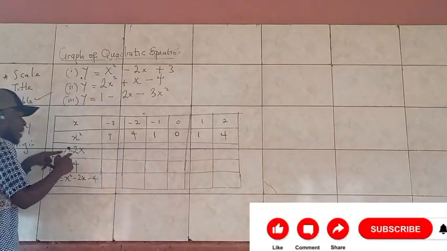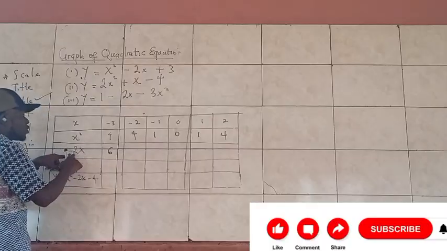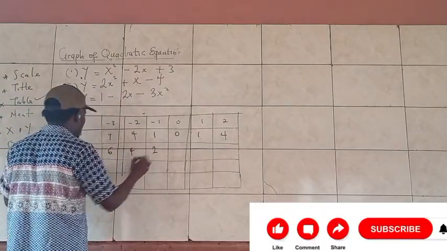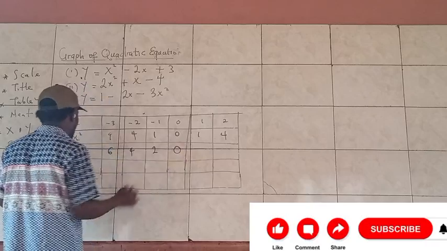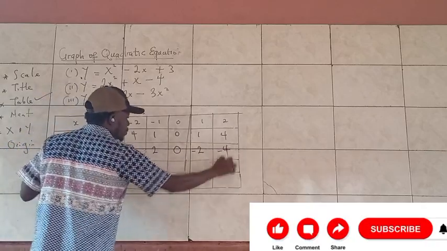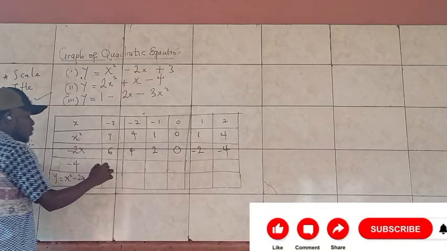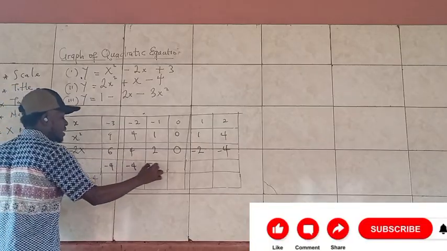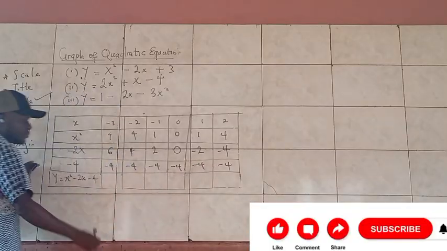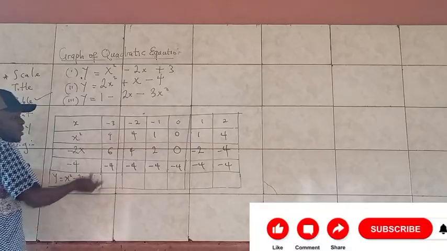Then -2 times x, meaning -2 times -3 will give you 6. -2 times -2 will give you 4. -2 times -1 will give you 2. -2 times 0 will give you 0. -2 times 1 will give you -2. -2 times 2 will give you -4. Then -4 is a constant. A constant is an entity that is not prone to change. It's going to be the same all through, so it's a constant. Then I'm going to add it up.